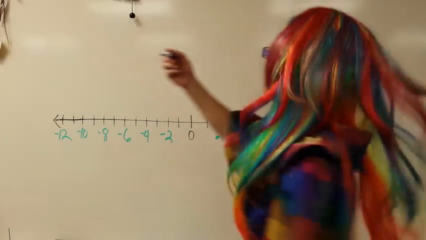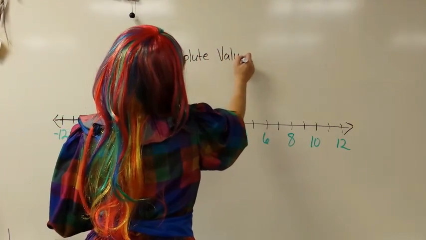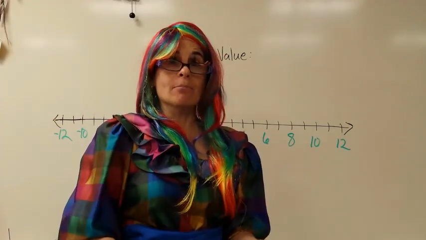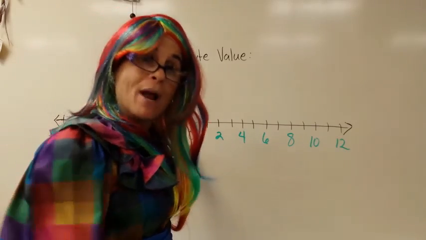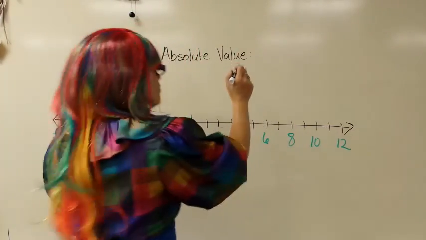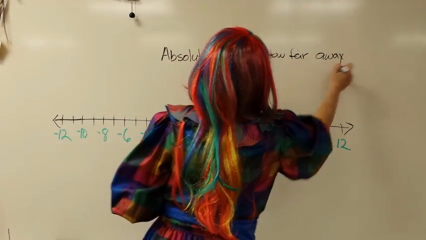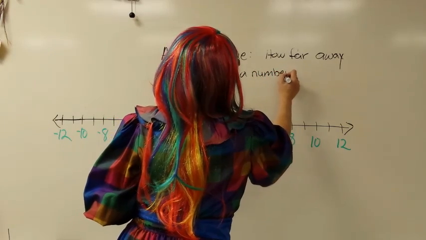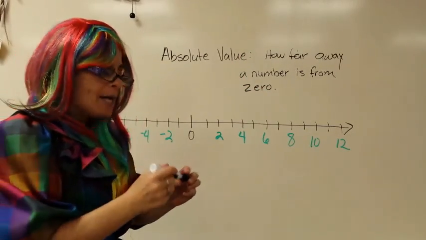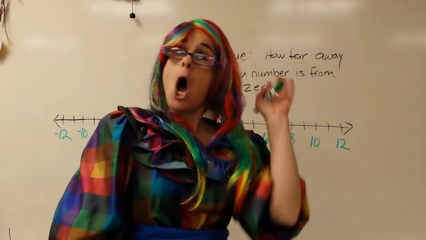Absolute value. Go ahead and write that with me. The absolute value of a number is how far away it is from 0. That's it. Let's write that definition. If I go too fast, you know you can always pause, okay? Absolute value is how far away a number is from 0.